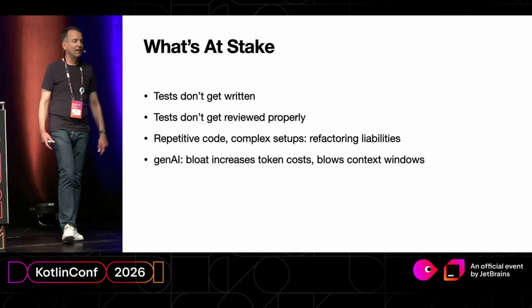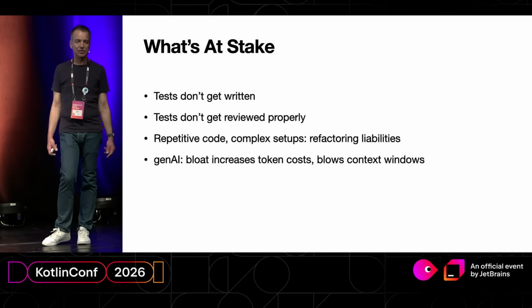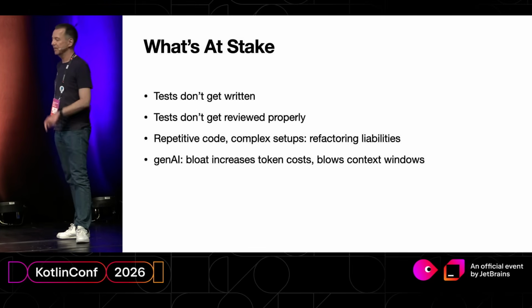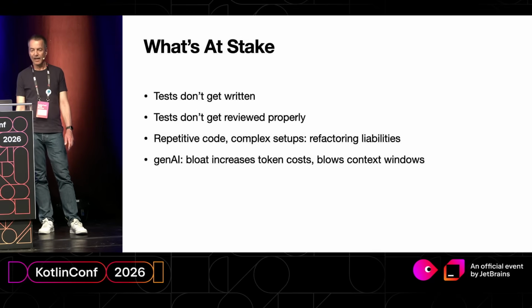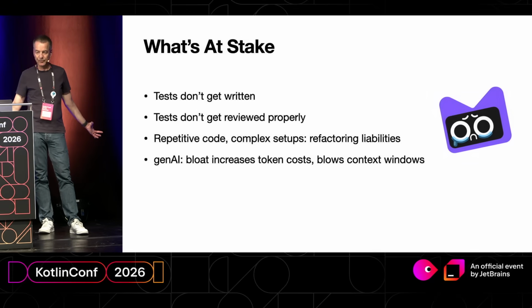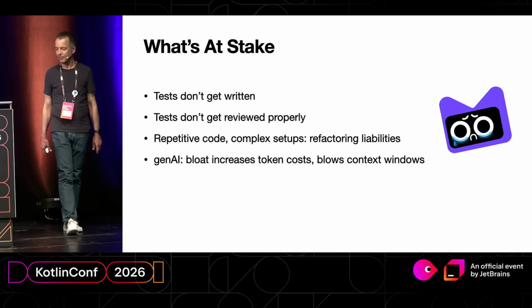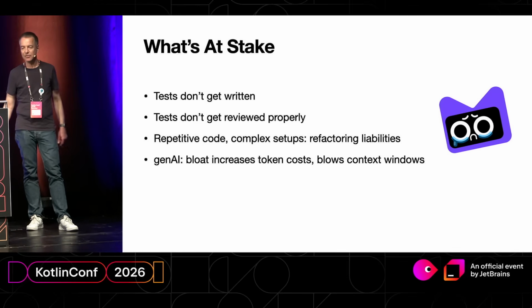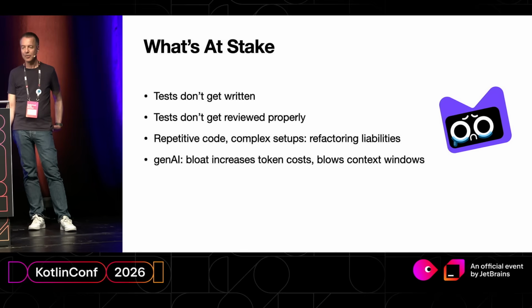And finally, with Gen AI, bloat increases token costs and may blow our context windows, so the quality of content these AI tools produce goes down. And in the end, that's not fun. We may feel that we are losing more control than we should. And then we lose confidence in our releases, and that's not fun. So what could be done about it?